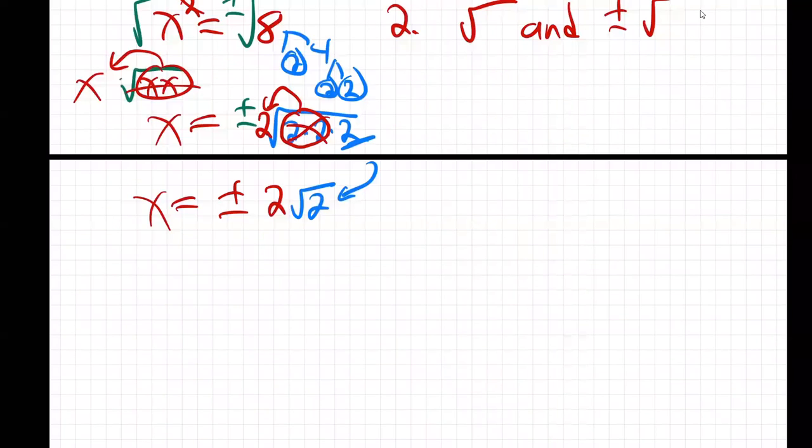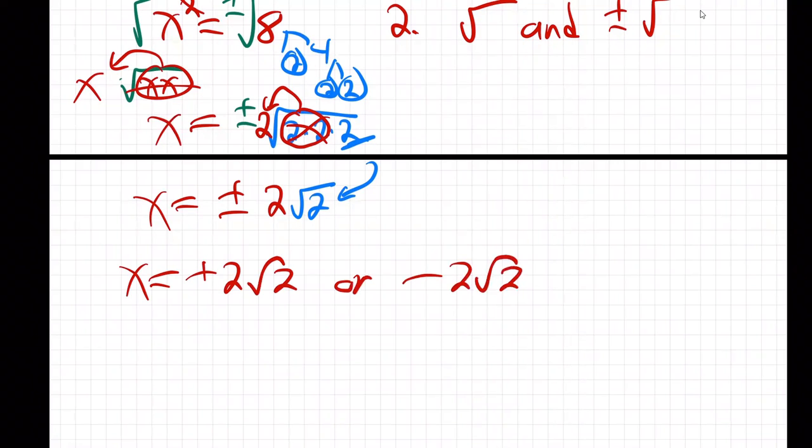Now, those are 2 separate answers, aren't they? They're plus 2 root 2 or minus. That's what the plus or minus means. There's 2 options. Shorthand notation for 2 answers. You can totally type your answers in that way.